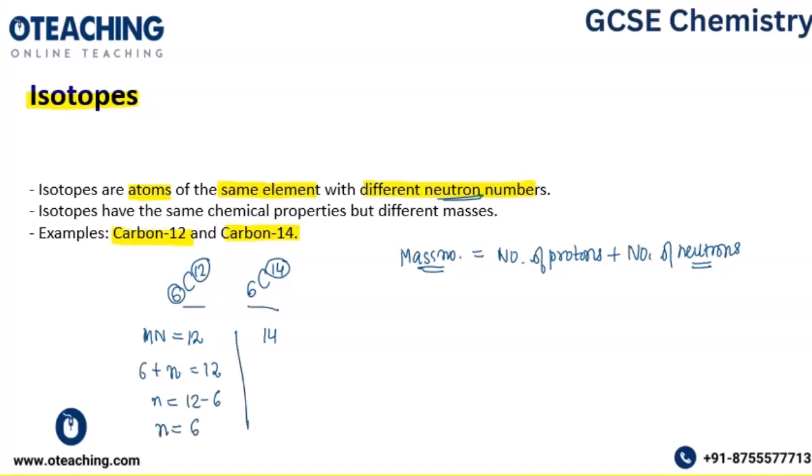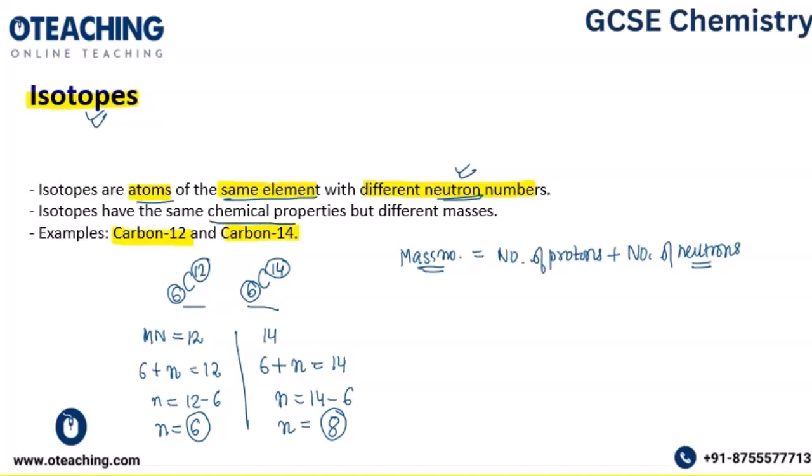And here, the same atomic number 6 plus the number of neutrons is equal to 14. So the number of neutrons is 14 minus 6, that will come out to be 8. So the number of neutrons is different here. Here 6 and here 8. So isotopes are those atoms of the same element with different neutron numbers.